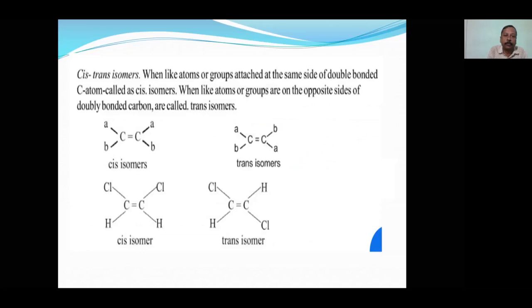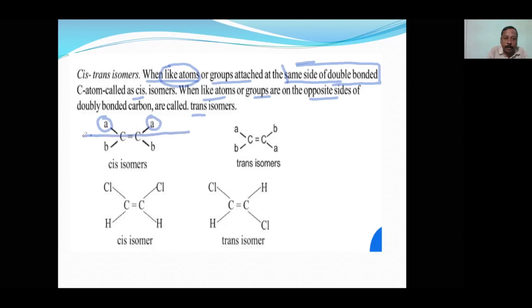Now here restricted rotation also must be there. In cis-trans isomerism, when like atoms or groups are attached to the same side of the double bond, like atoms meaning the same type of atoms, attached to the same side of the double bond line or double bond plane, they are called cis. And when like atoms or groups are on the opposite side of the doubly bonded carbon atoms, they are called trans. So here, suppose this is A, this is A. Many people are doing this wrong.